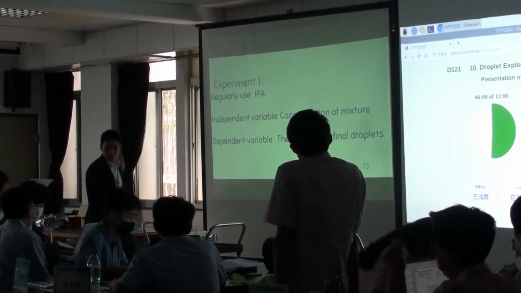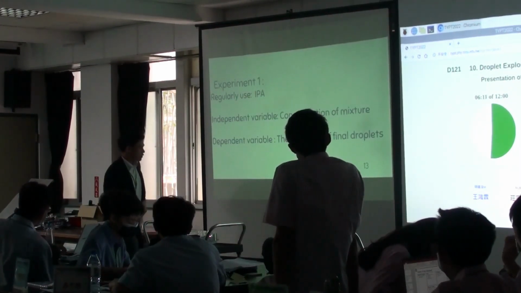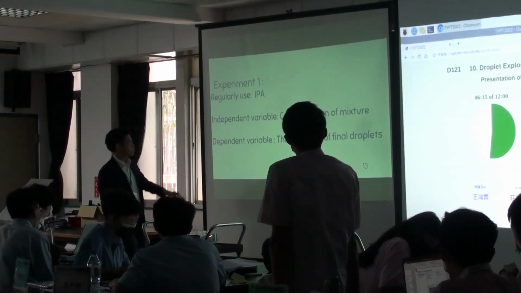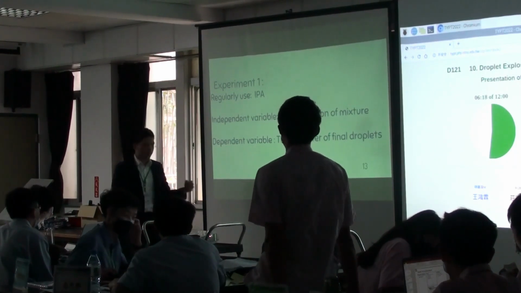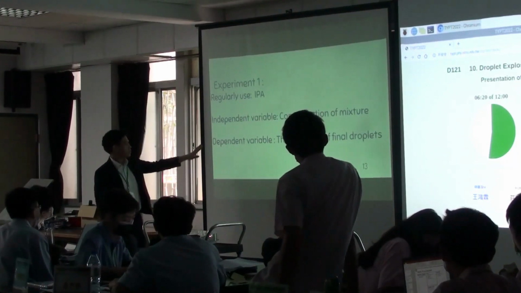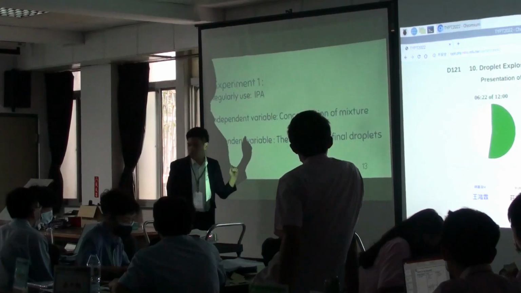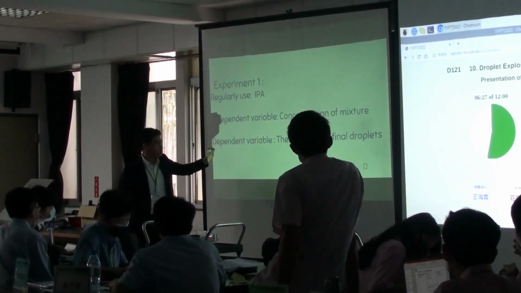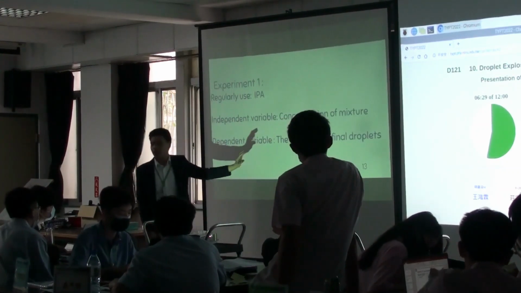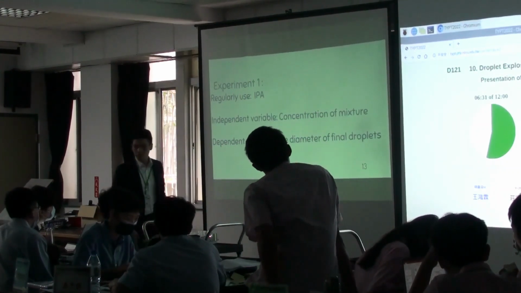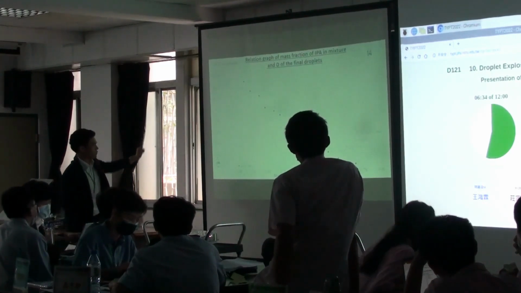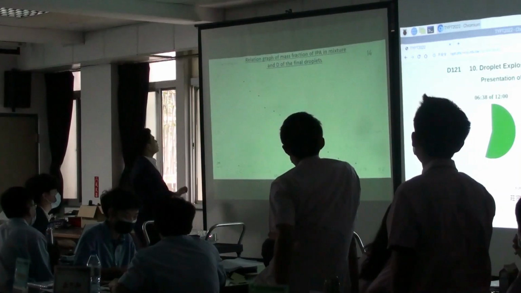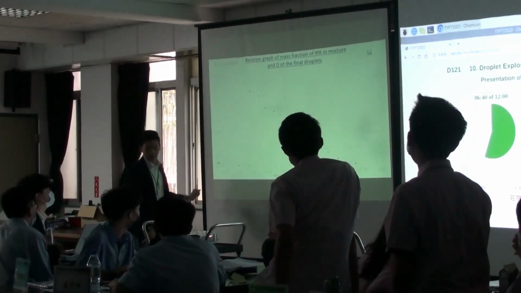So we did several experiments with this phenomenon, and first we tried to use different kinds of mixtures. First we used IPA along with water, and we changed the concentration of the mixture and observed the diameter of the final droplets. The diameter of the final droplet was measured using the Tracker software. If you look at this graph, as the concentration increases, the final droplet size decreases.